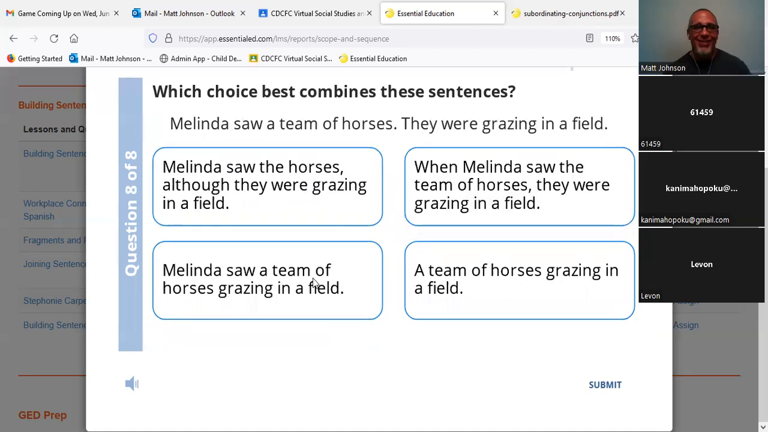Like at 3. So Melinda saw a team of horses. They were grazing in a field. Okay. So what were the horses doing? They were grazing. So Melinda saw a team of horses grazing in the field, right? So there you're just combining it. There's no need for punctuation. You're explaining that Melinda saw them grazing in the field, right? She saw horses. What were they doing? Grazing in the field.